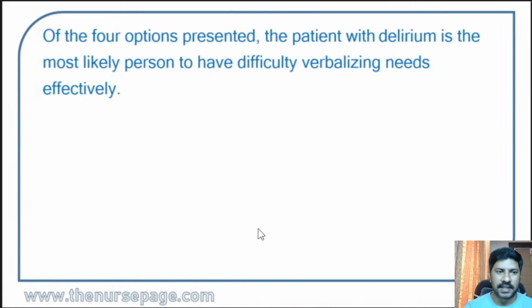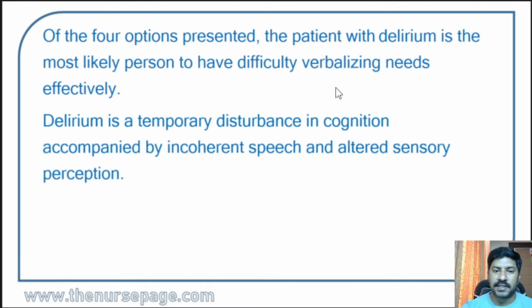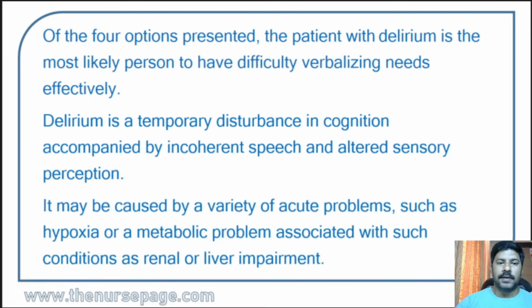So we will check each option in detail. First we will check delirium. Of the four options presented, the patient with delirium is the most likely person to have difficulty verbalizing needs effectively. Why? Delirium is a temporary disturbance in cognition accompanied by incoherent speech and altered sensory perceptions. So the thinking process is disturbed, and the patient may be unable to verbalize things.